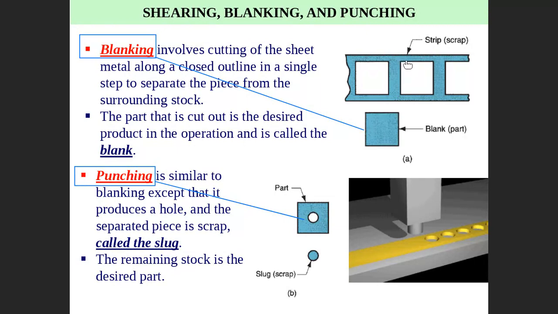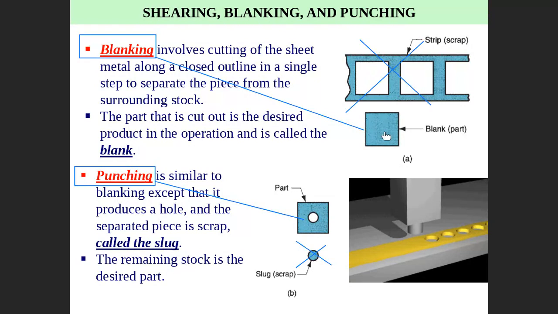This one is scrap. The word punching is the opposite. I would like to create a hole. I need a hole. This is my part. This guy here is scrap, and I'm not concerned about it. We call it a slug. This slug, I'm not concerned about. Let me just highlight it here.